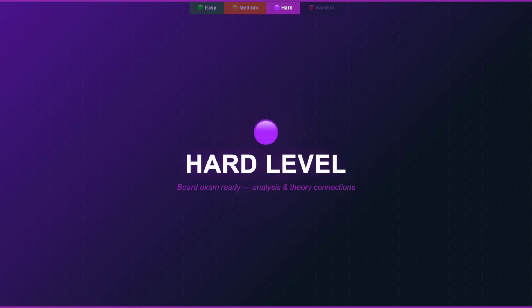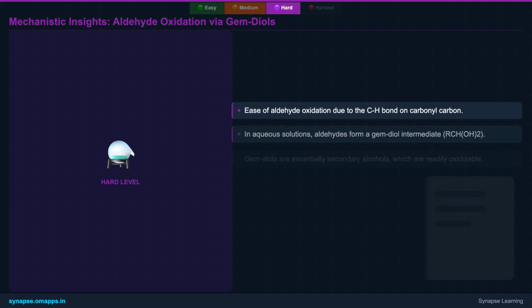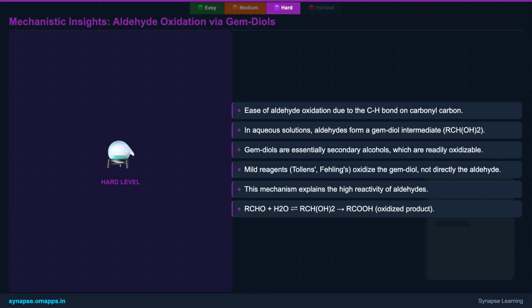Welcome to the hard level. Here, we'll peel back the layers and look at the how behind these oxidations, including some special cases. The ease of aldehyde oxidation stems from the presence of a C-H bond on the carbonyl carbon. In aqueous solutions, aldehydes can form gem-diols, which are essentially secondary alcohols and thus readily oxidized. This hydrate intermediate makes the oxidation by mild reagents like Tollens and Fehling's much smoother, as it's the gem-diol that actually gets oxidized, not the aldehyde directly.